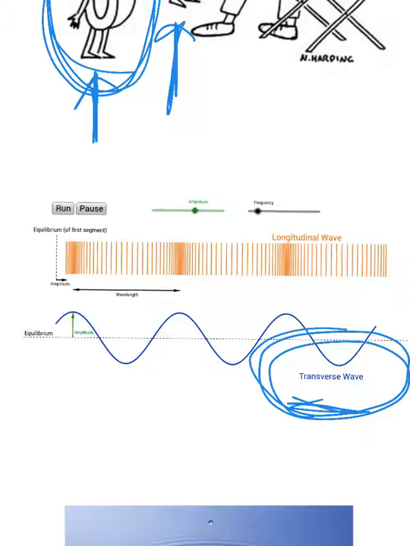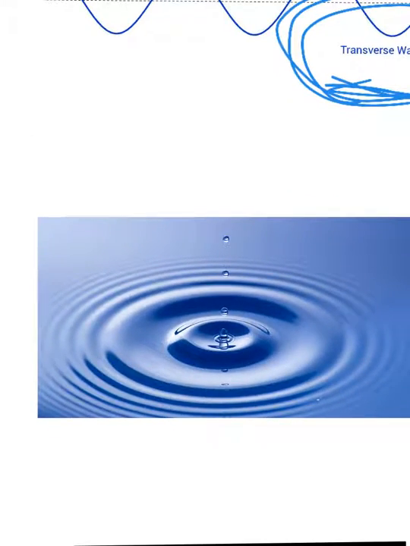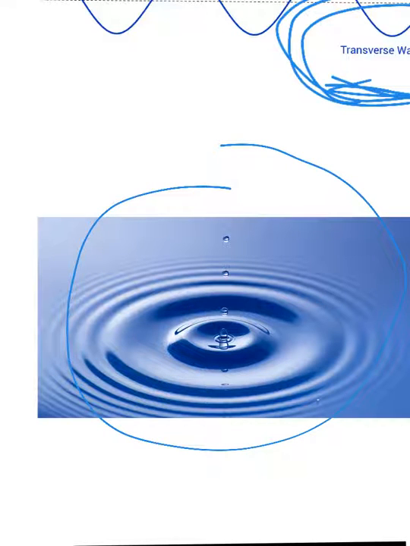So let's go to this picture here. Let's say you take a stone and drop it into a pond of water. You have ripples of waves, exactly like this picture. Light can be represented exactly like a water wave, because a water wave is also a transverse wave. As you see in this picture, you see ripples of waves that are circular.